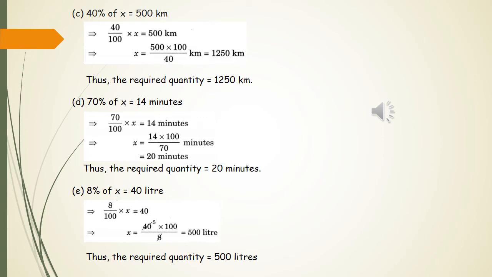Now part E, 8% of x is equal to 40 liter. So 8 by 100 into x is equal to 40. X is equal to 40 into 100 by 8, that is 500 liters.